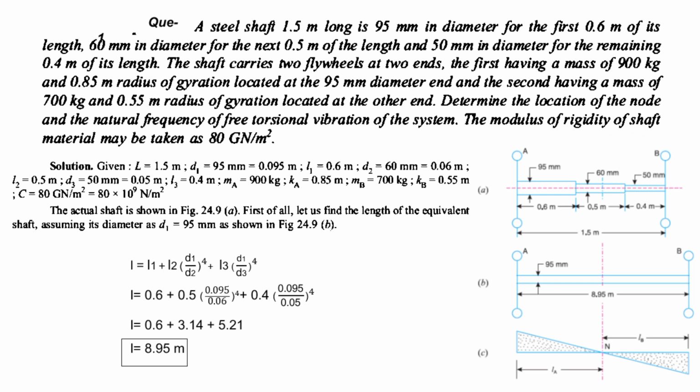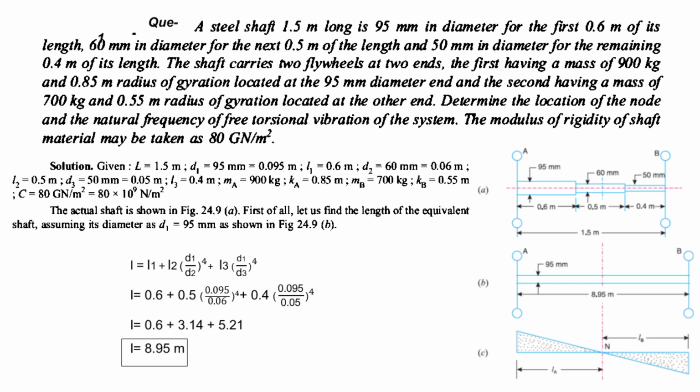Now I will read the next part of the problem. The shaft carries two flywheels at the two ends. The first having a mass of 900 kg and 0.85 meter radius of gyration, located at 95 mm diameter, that is on the left side, and the second having a mass of 700 kg and 0.55 meter radius of gyration, located at the other end, that is on the right hand side.